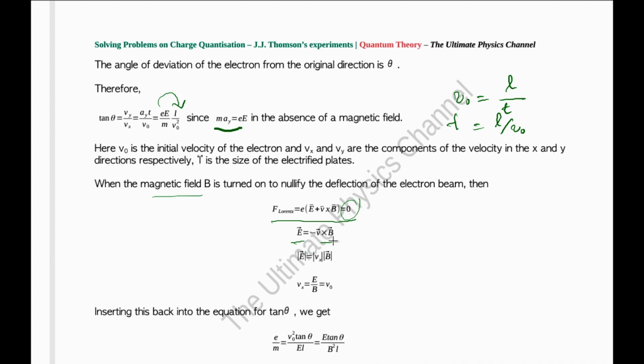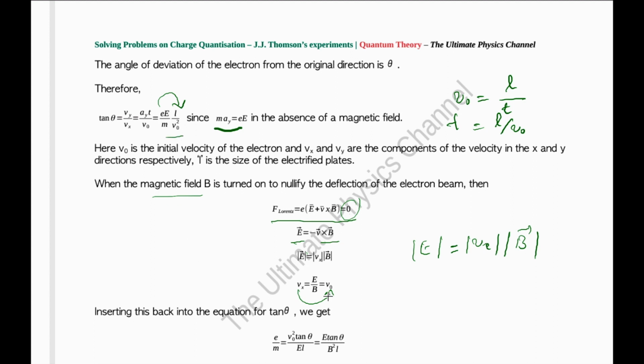So electric force and magnetic force are equal rather, and therefore we can write the modulus of the electric field is equal to Vx, that is the velocity modulus, times the modulus of the magnetic field B, and therefore Vx can be written as a ratio of the electric and magnetic fields, and since Vx does not change from the initial V0, that is equal to V0, and therefore we can substitute in our original equation here for tan theta.